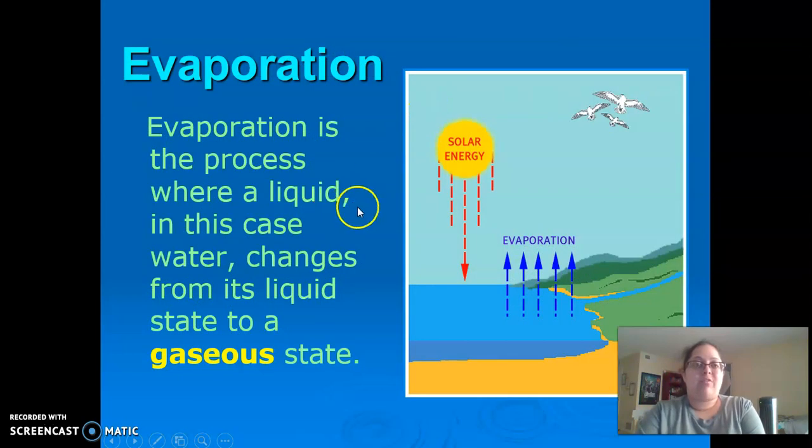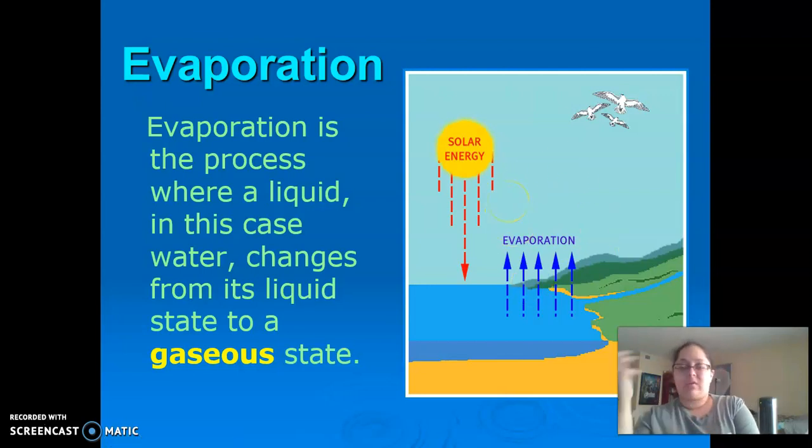So evaporation is the process where a liquid, in this case water, changes from its liquid state to a gaseous state. So we go from liquid in the ocean or a river or whatever body of water, heat is added, so the water begins to evaporate. It becomes little gas molecules, and it goes up into the air.